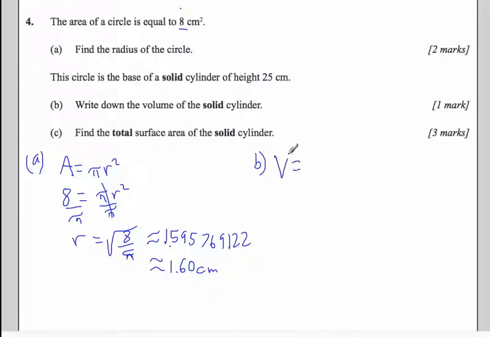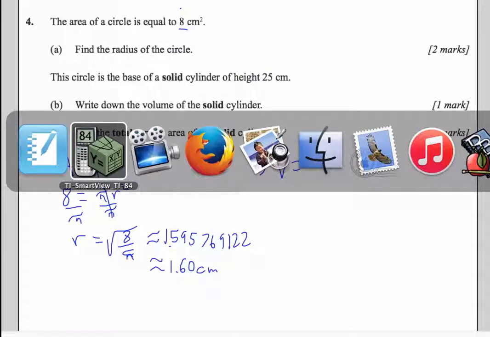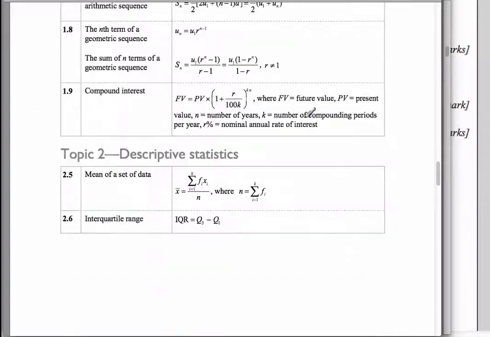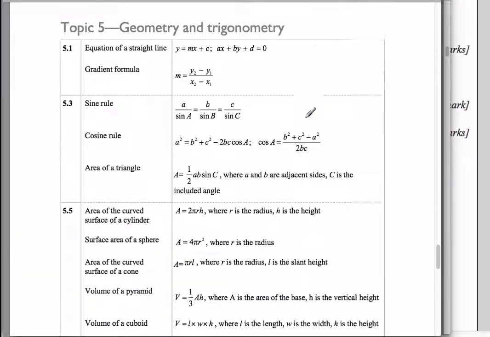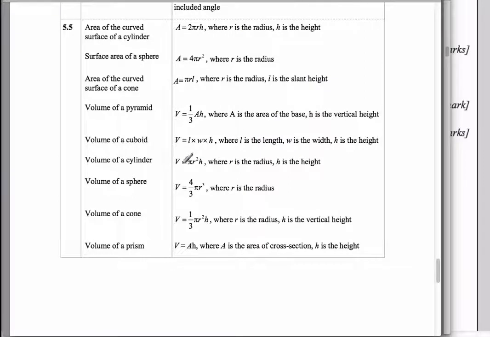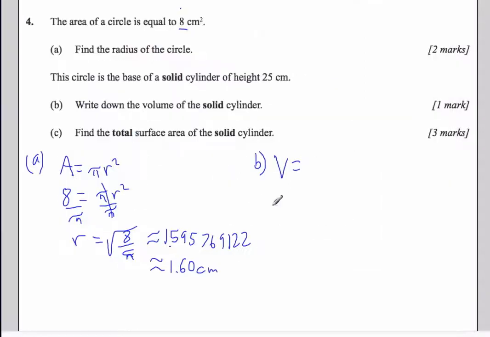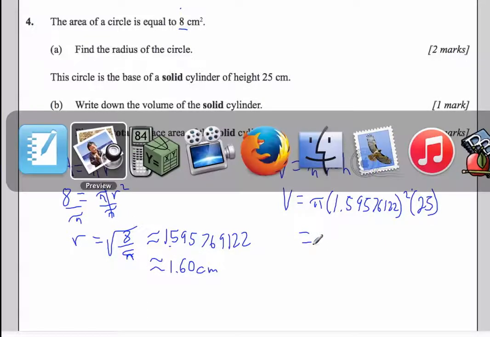So the volume is, let's check out the volume formula in the formula booklet. Okay, so let's get to that geometry stuff here. Volume of a cylinder is pi r squared h. So volume equals pi times the radius squared. Now I'm going to use a lot of digits here to get a more accurate answer. I don't need three significant figures until the final. I could even use them all since I've got that on my calculator already. And the height is 25, so I'll do that on the calculator.